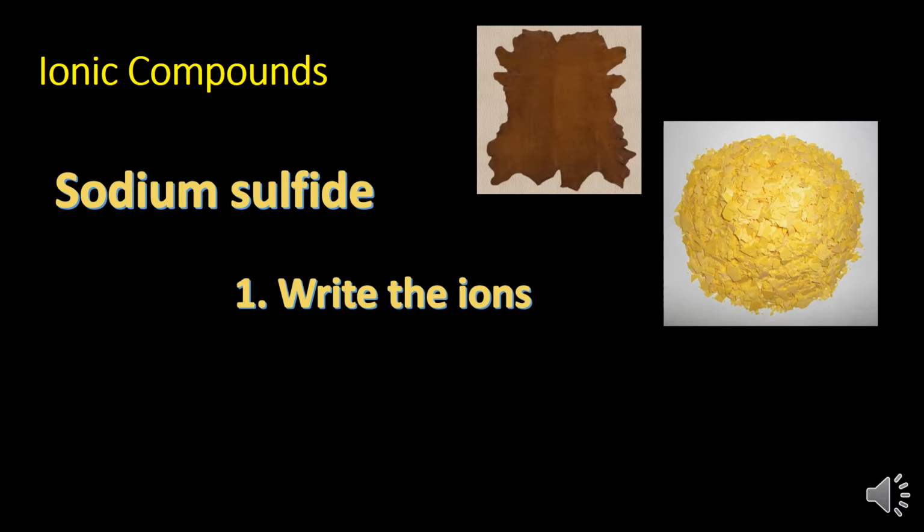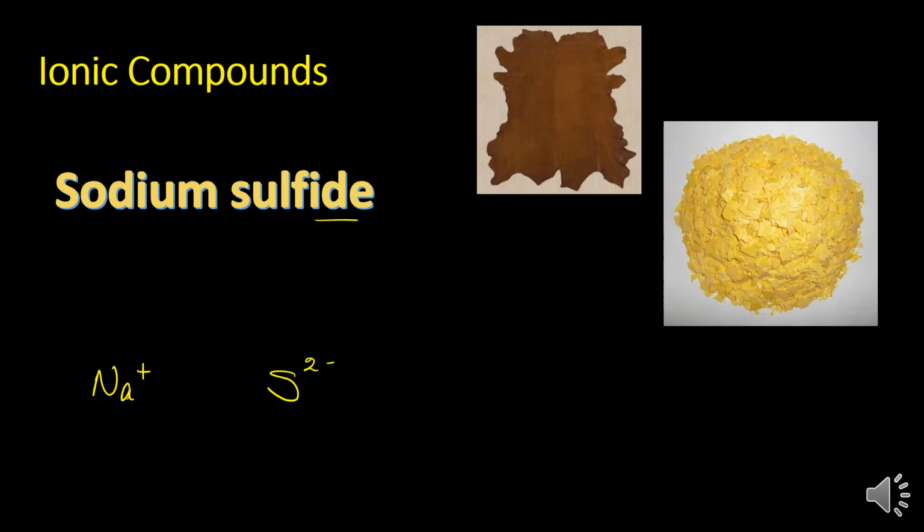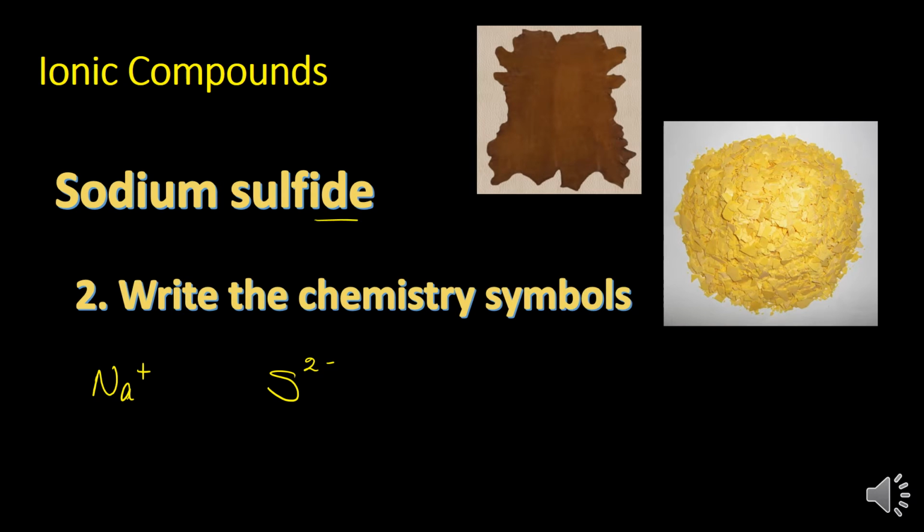So the ion for sodium is Na+. And then the ion for sulfide, remember, "ide" means it came from sulfur, so that's S with a 2 negative charge. Then the second thing that you want to do is write the chemistry symbol. So I'm going to put a plus sign and an arrow.